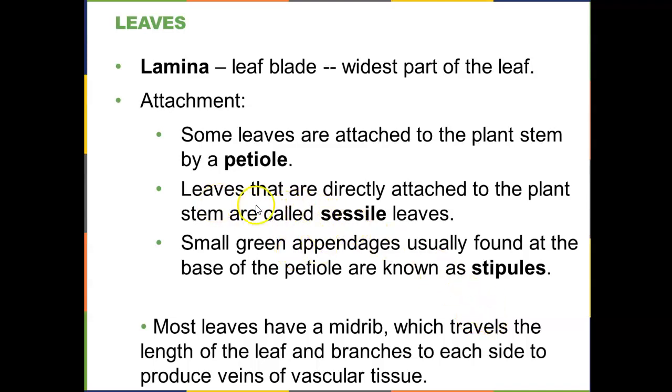Some terminology: leaves that are attached directly to the plant without a petiole are called sessile leaves. There's quite a few plants that look like that, but more common is to have the petiole and then the lamina of the leaf some distance away from the stem. If you look closely at where leaves come off of plants, you usually find a second little green appendage, and that is called a stipule right there. A lot of times the stipule can be modified into quite a complicated structure.